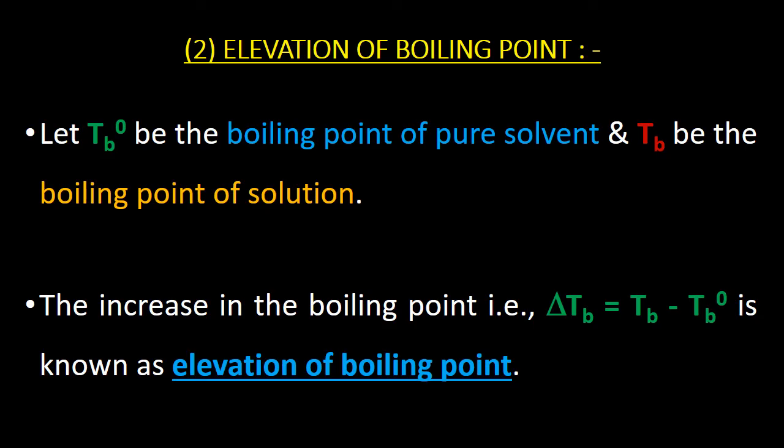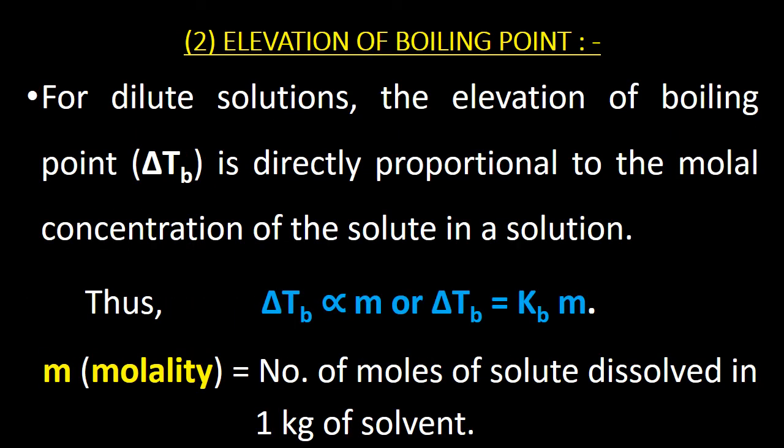Let Tb naught be the boiling point of the pure solvent and Tb be the boiling point of the solution. The increase in the boiling point, that is delta Tb, is equal to Tb minus Tb naught, which is known as elevation of boiling point. For dilute solutions, the elevation of boiling point, delta Tb, is directly proportional to the molal concentration of the solute in a solution.